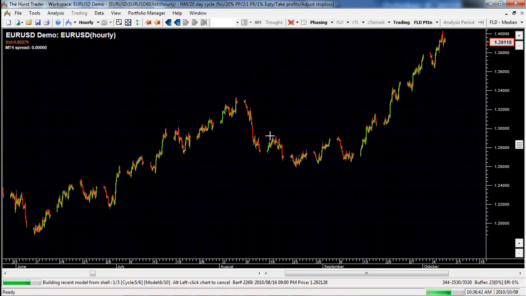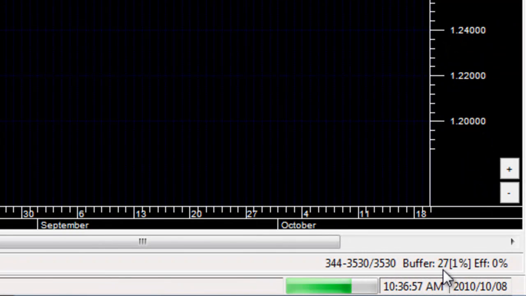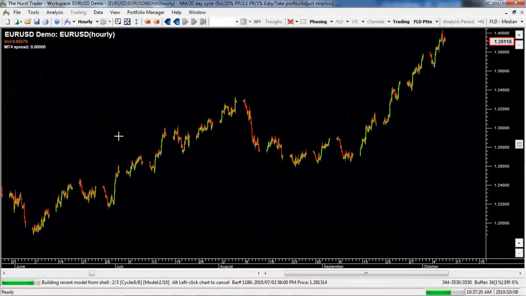Now you'll notice that this analysis is taking a little bit longer than the analysis that happened on the other charts. If you have a look here, you can see that Sentient Trader has already stored 27 pieces of price information in the buffer, and we'll notice that slowly going up as time passes. 29 pieces of information, 31 pieces, and you'll notice that the amount of time that it has taken to analyze this chart has moved up to 1%. The big question is, why is this chart taking a long time to analyze?